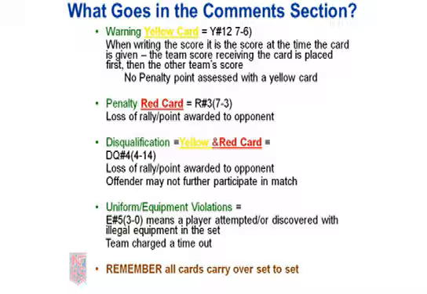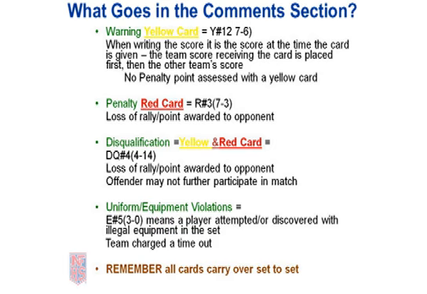A penalty or red card: in this case, the same information is written as with the yellow card using an R for red card, with the score at the time the card is given recorded, then a point awarded to the opponent. A disqualification is a card, red and yellow, held in each hand on the side of the offending player. Use DQ for disqualified when writing the comment. A penalty point is also awarded to the opponent. The offender may not participate further in the match.